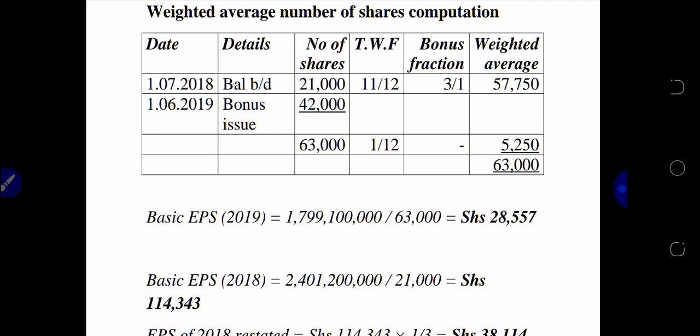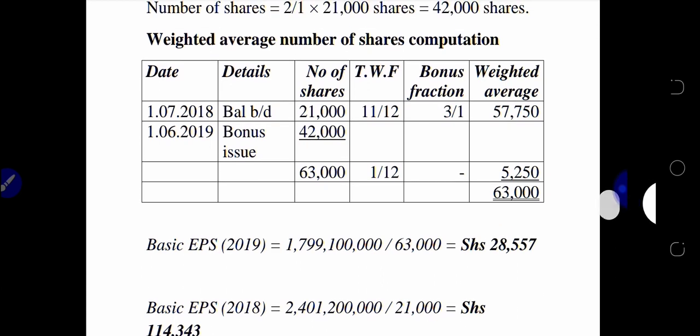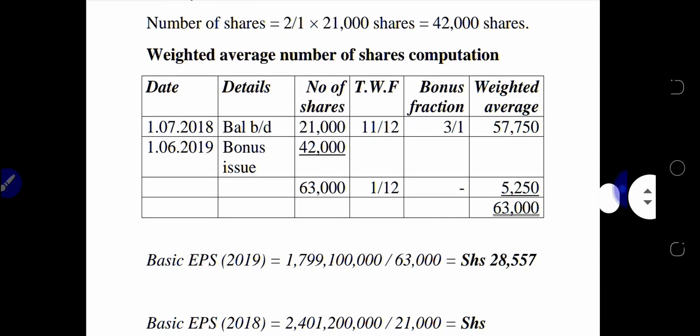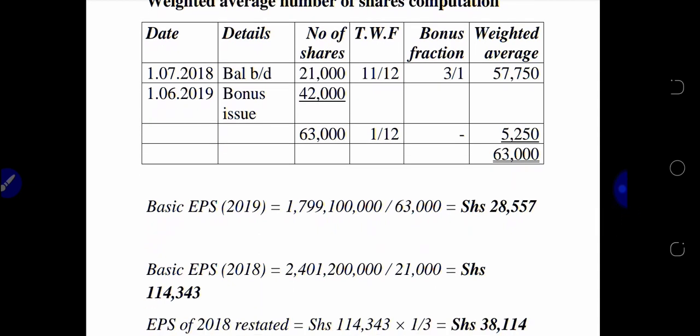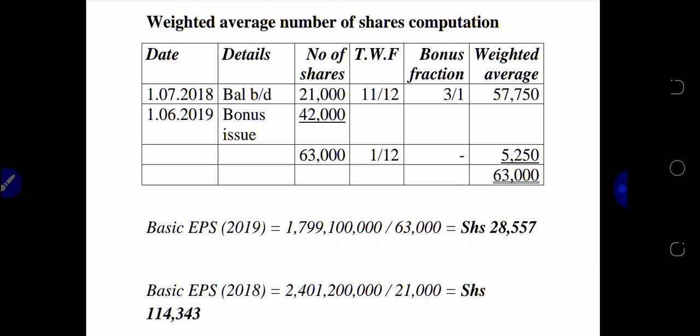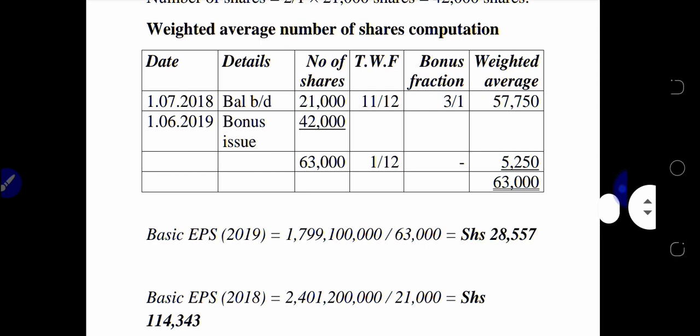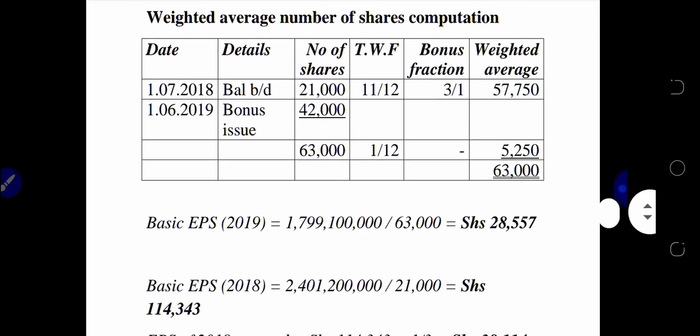But remember, whenever there is a bonus issue of shares, we have to assume that the bonus issue of shares took place at the earliest date. So any number of shares that exist, those shares have to be adjusted by the bonus fraction. That is getting the number of shares after the bonus issue over the number of shares before the bonus issue. So the fraction, that will be 3 over 1 because it was a 2 for each. So meaning that after the bonus issue, there will be 3 shares, but originally before the bonus issue it was 1. When you do that, you get 57,750 shares.